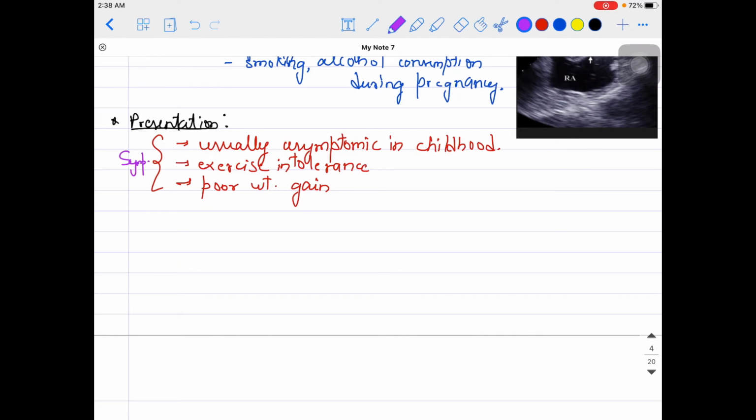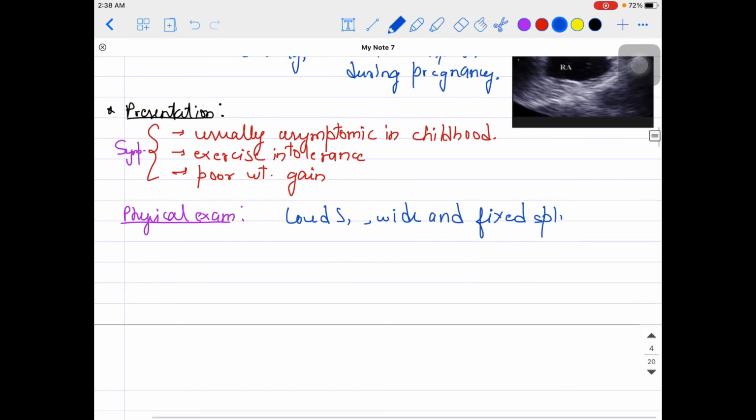Now once the symptoms are clear, let's say you want to do the physical examination of this particular patient, obviously you will do. So in the physical examination, what I will find is S1 would be loud, right? S1 would be loud, but there would be, as I said, wide and fixed splitting of S2. Why was it? Because the pulmonary valve was taking much time, or delayed pulmonary valve closing time was seen in these kind of patients, right? These two findings are very important as far as this is concerned, right?